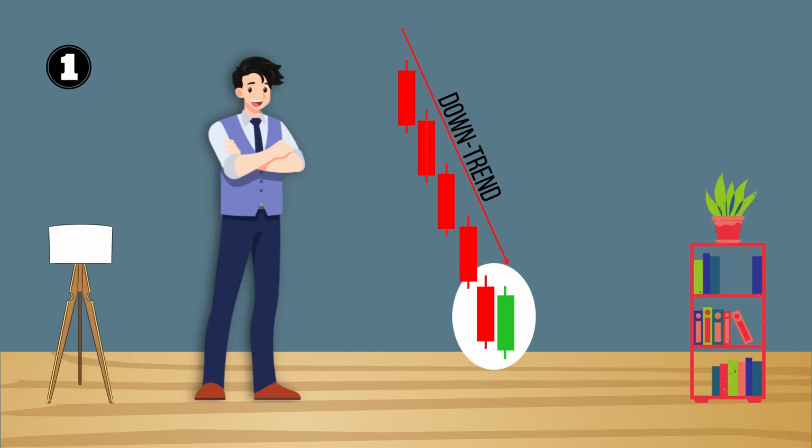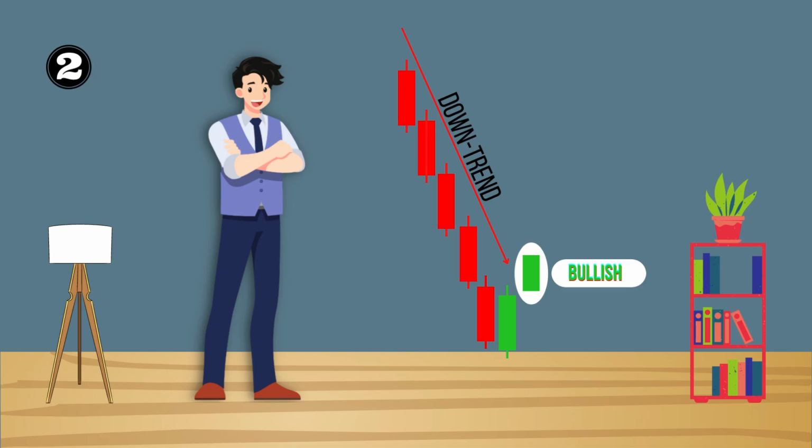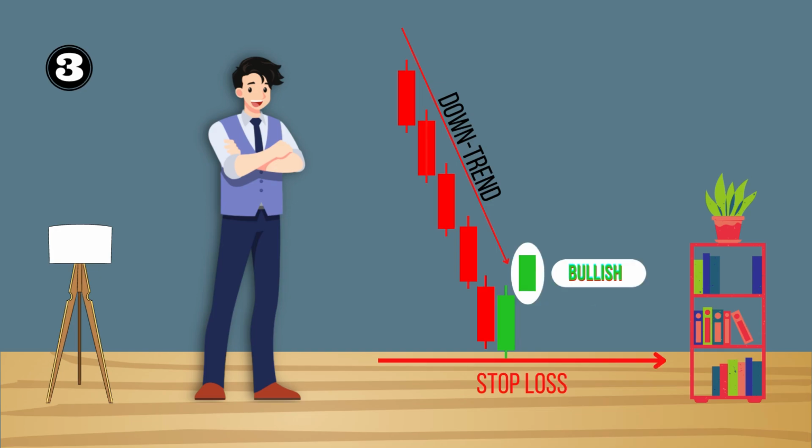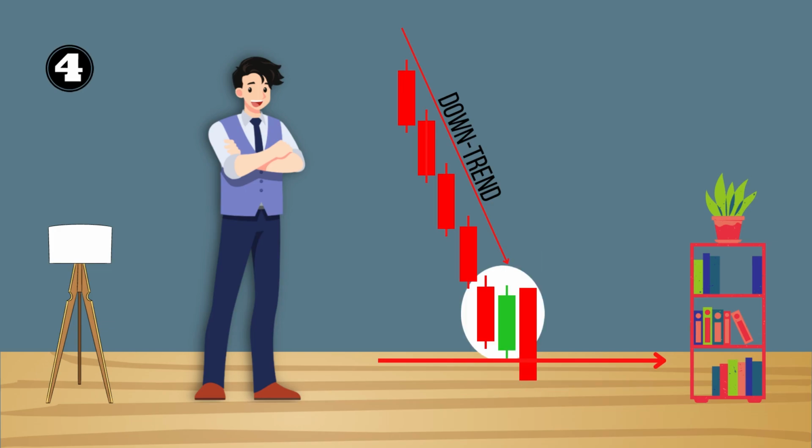Number 1. Piercing line pattern is considered valid only if there is a downtrend before the formation of piercing line pattern. Number 2. We will only trade piercing line pattern when the next candlestick is bullish after the completion of piercing line pattern. If there is a bearish candlestick, then we will not trade the piercing line pattern. Number 3. The lowest level of piercing line pattern will be the stop loss area. Number 4. We will not trade the piercing line pattern without keeping a stop loss.